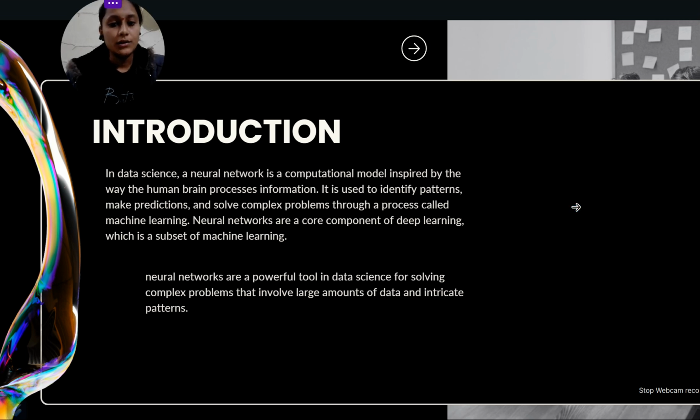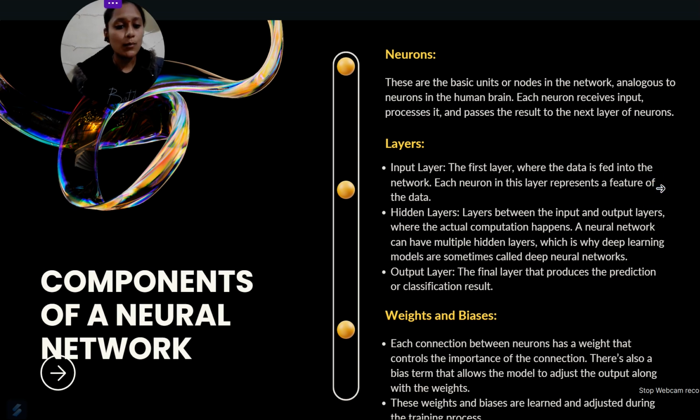In data science, a neural network is a computational model inspired by the way the human brain processes information. It is used to identify patterns, make predictions, and solve complex problems through a process called machine learning. Neural networks are a powerful tool in data science for solving complex problems that involve large amounts of data and intricate patterns. Now let's discuss what are the components of a neural network.